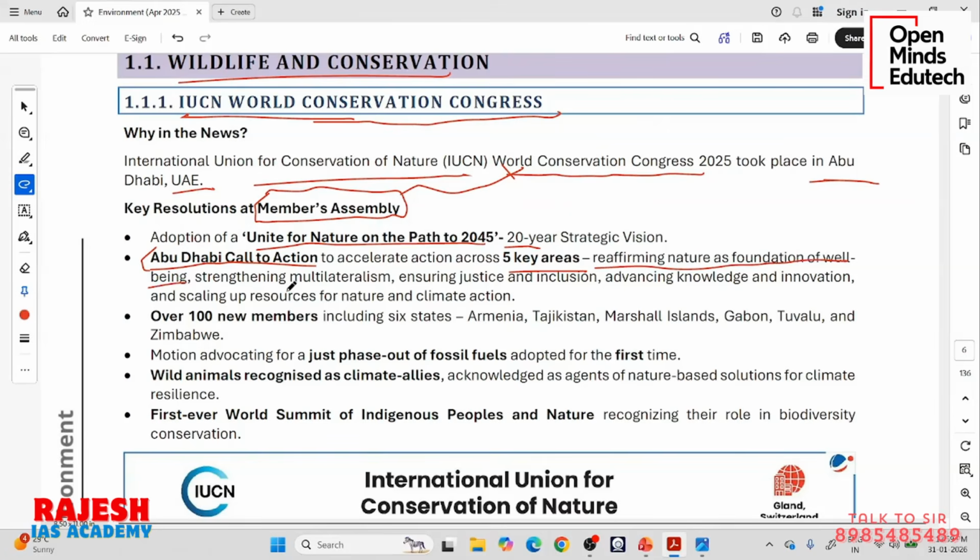Then strengthening multilateralism. So there is no domination of any one country or one group; the responsibility is on everyone. Ensuring justice and inclusion. In these measures to conserve nature, we should also ensure justice and inclusion: justice for everyone, like forest-living tribes, and inclusion of everyone.